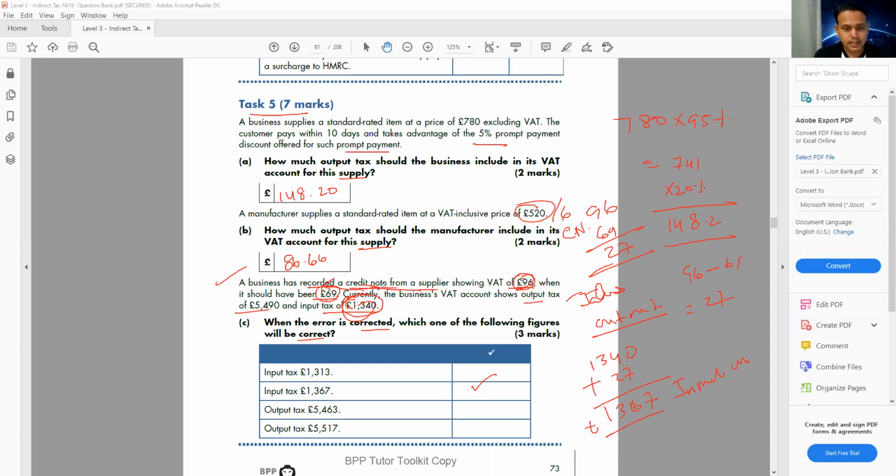So actually my input tax, whatever it is, 1350 is showing. If the business VAT account shows output tax and input tax for my current period, ultimately I have to add it up, the input tax, isn't it? So that will give me input tax 1367. All right, so let's move on.